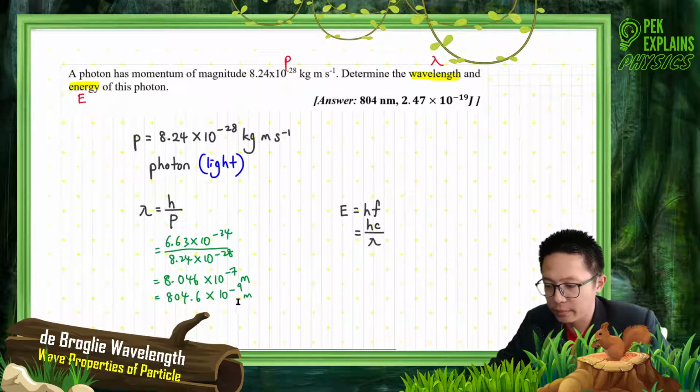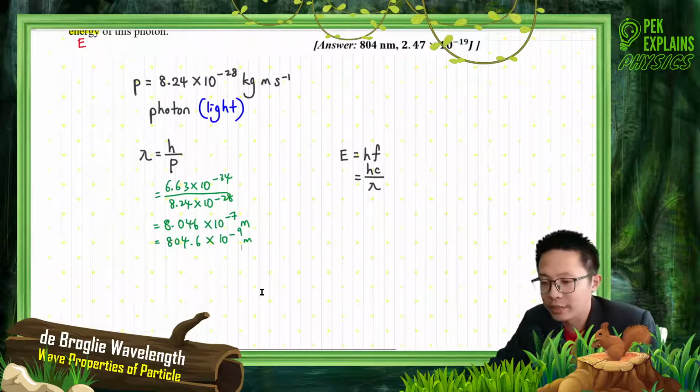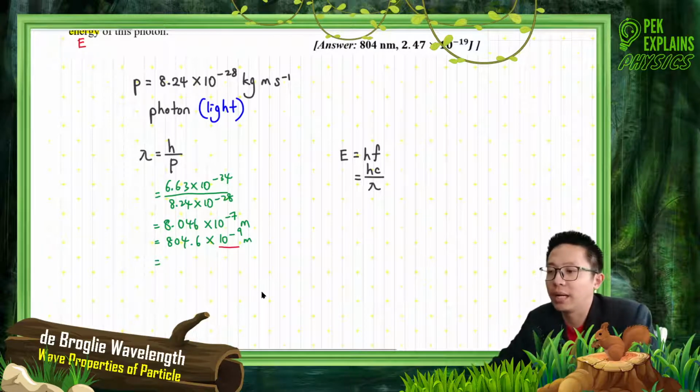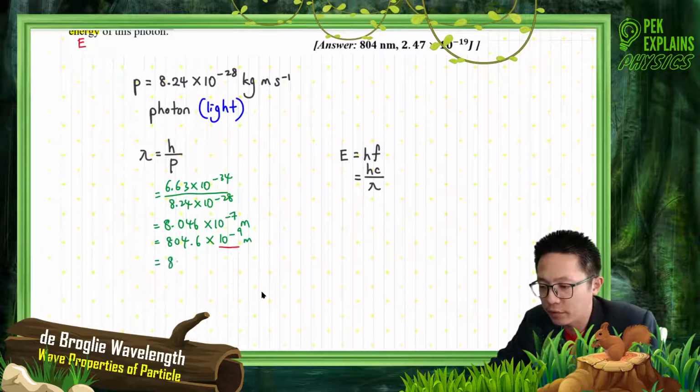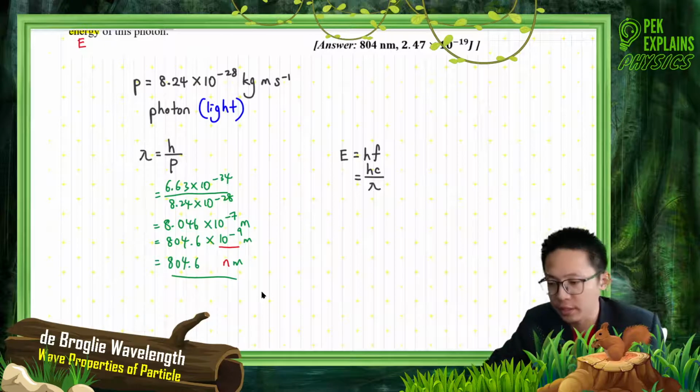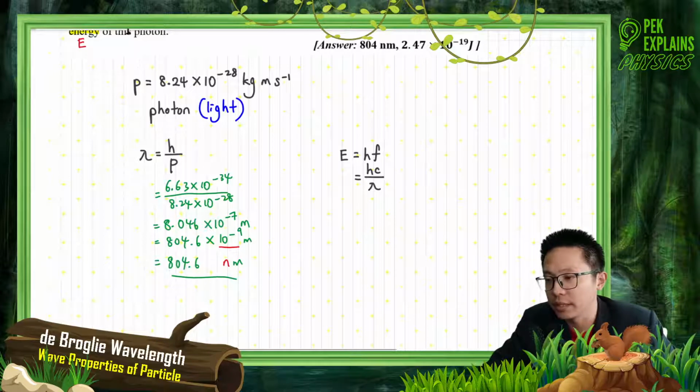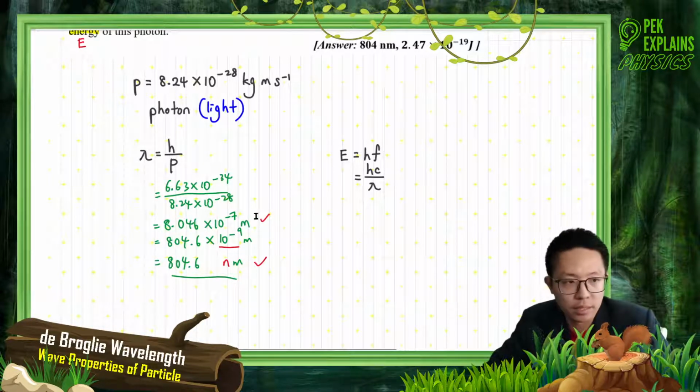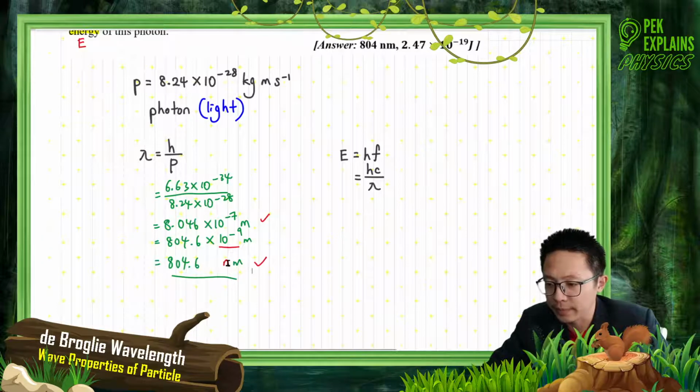Multiply 100, this one become divide 100. So you get -9, and the exponent -9 becomes nanometer. So the front is 804.6 and this becomes nanometer. Anyway, it is just optional to change to nanometer. It's not compulsory. You can just leave the answer in SI unit. Normally we just leave it in SI unit meter. If SI unit meter, this is the answer. If in nanometer, that's the answer.